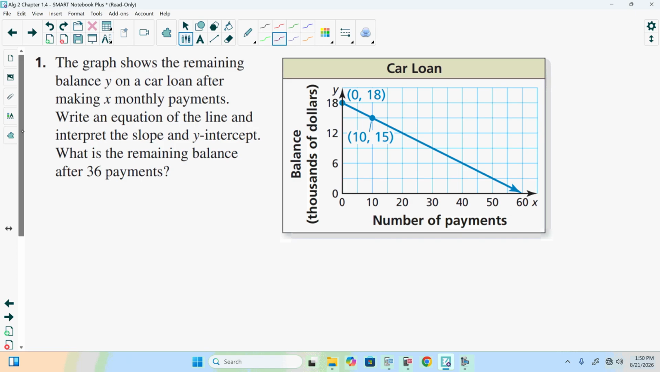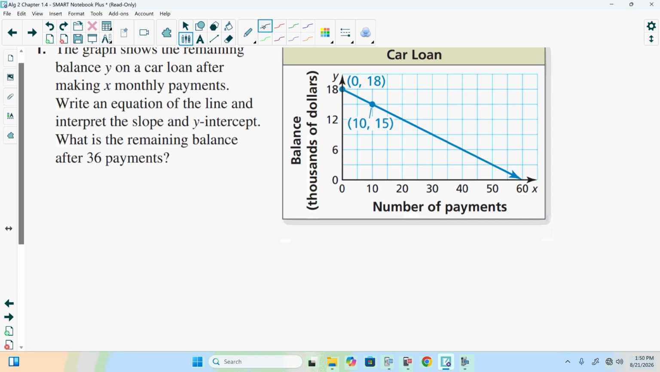We are given this graph. The graph shows the remaining balance Y on a car loan after making X monthly payments. Write an equation of the line and interpret the slope and y-intercept. So we need to describe the slope and y-intercept. And then we need to figure out what the remaining balance is after 36 payments. Again, it might be good to know what the slope is first because we are going to need to interpret it. And we need it for the equation.